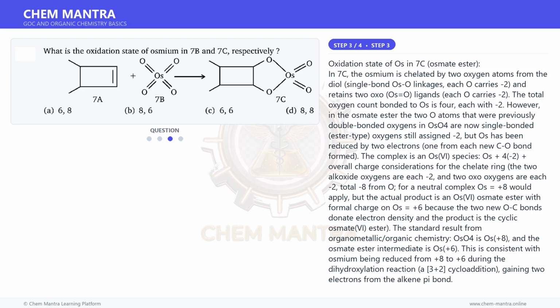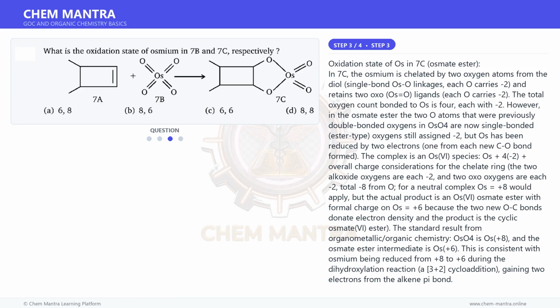For a neutral complex, Os equal to +8 would apply, but the actual product is an Os(VI) osmate ester with formal charge on Os equal to +6 because the 2 new O-C bonds donate electron density, and the product is the cyclic osmate(VI) ester. The standard result from organometallic organic chemistry: OsO4 is Os(+8), and the osmate ester intermediate is Os(+6).